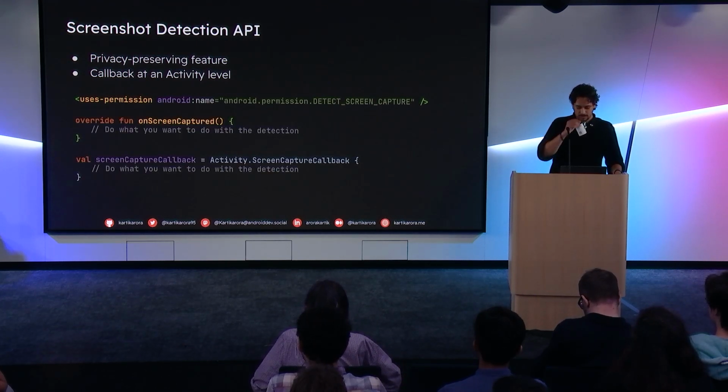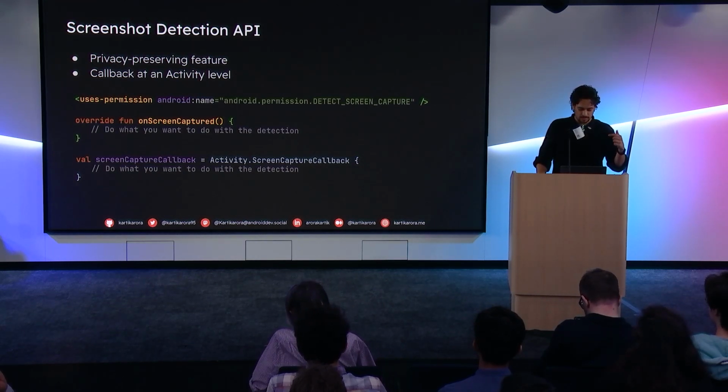And then there are 2 ways with which you can actually detect screenshots. You can take the interface, called Activity.ScreenCaptureCallback, implemented in your activity, or you can make an object for it and register it. I'm going to do the demo now.